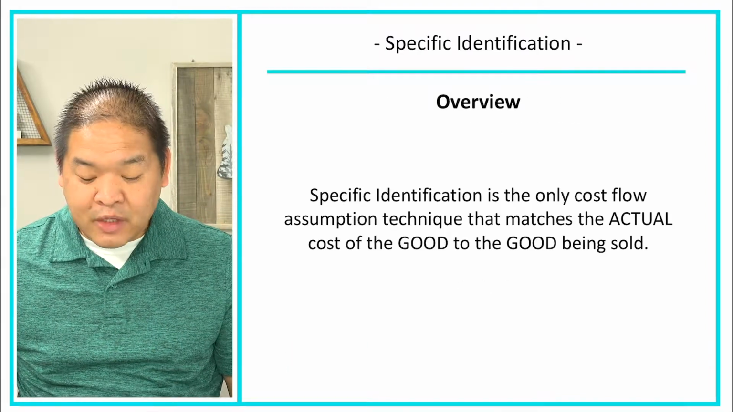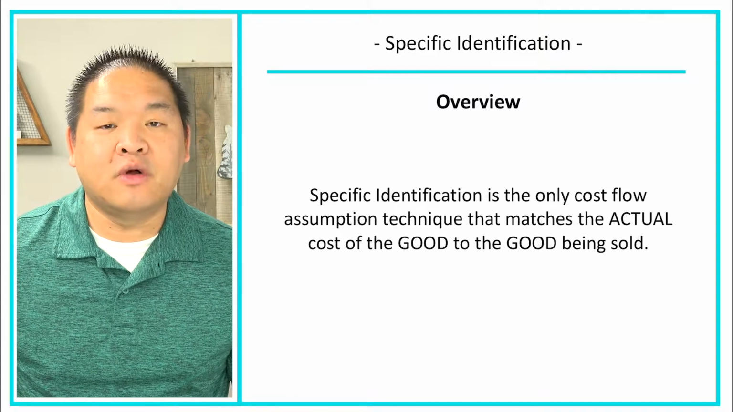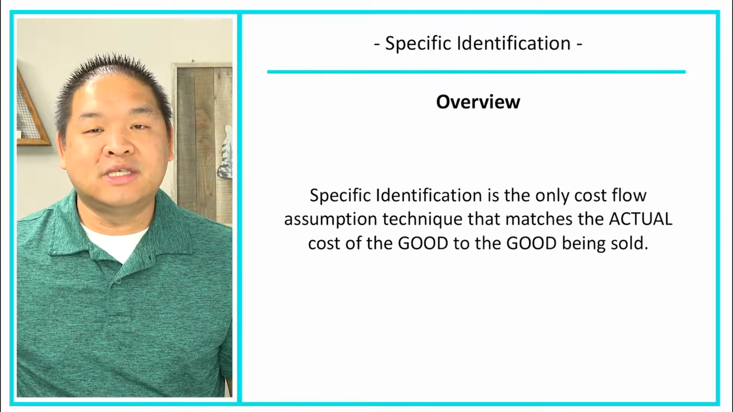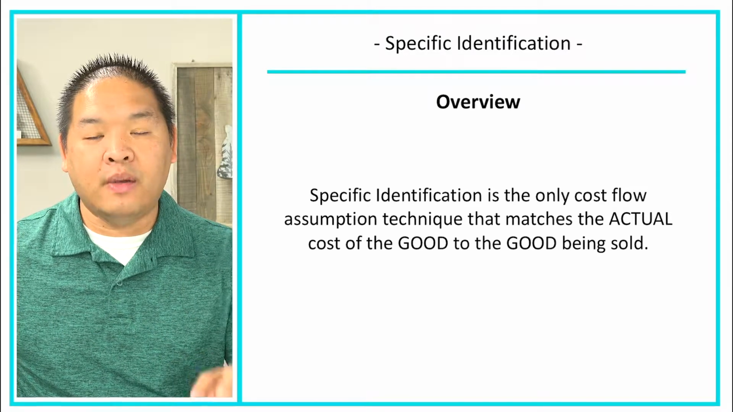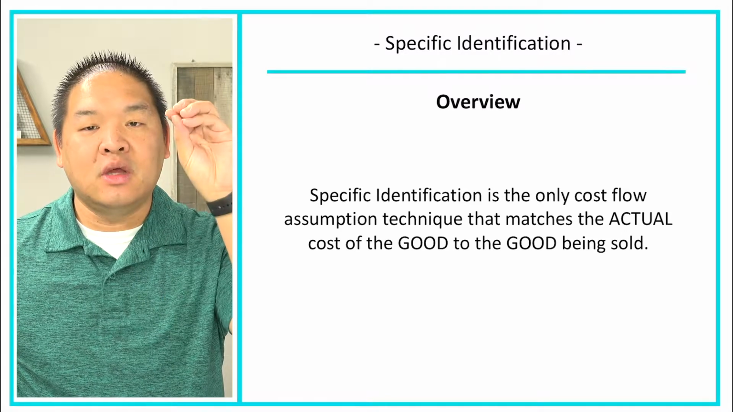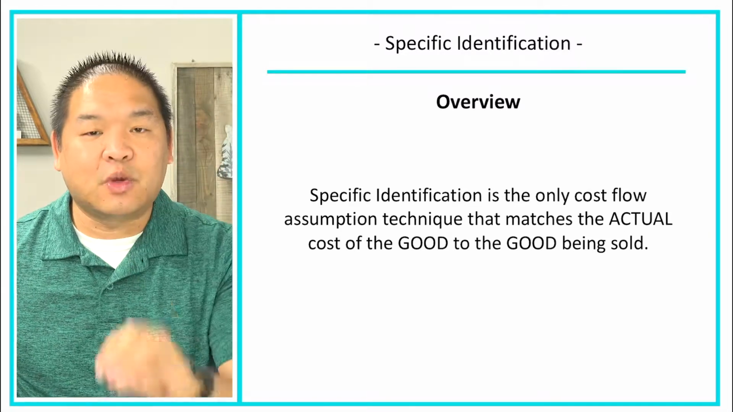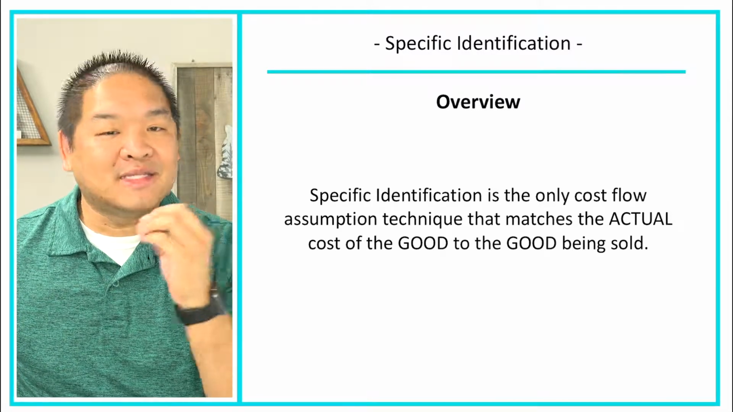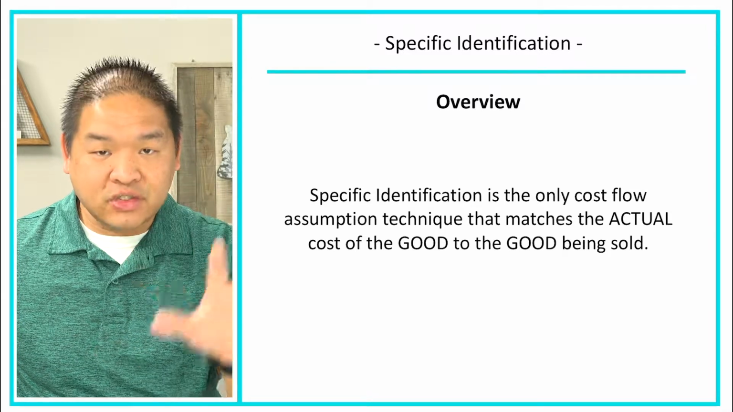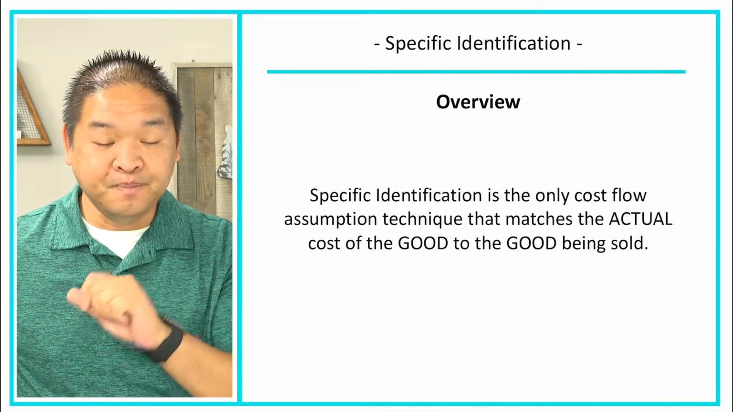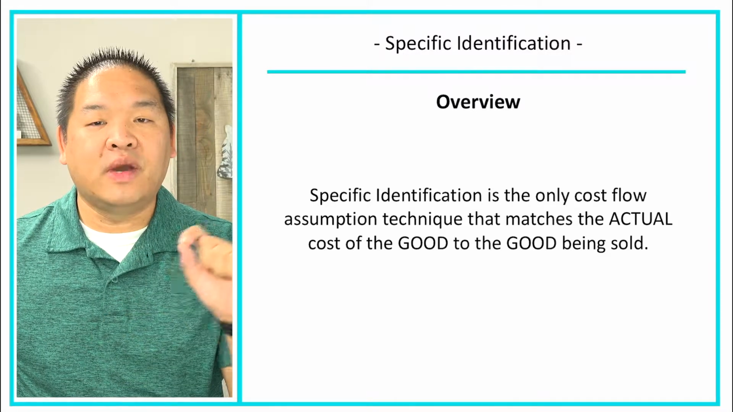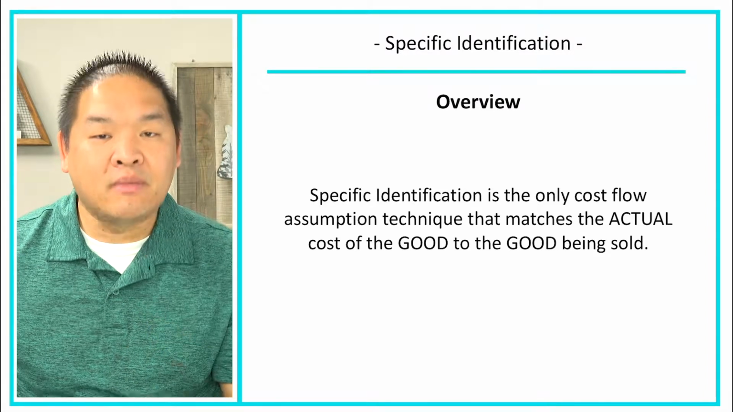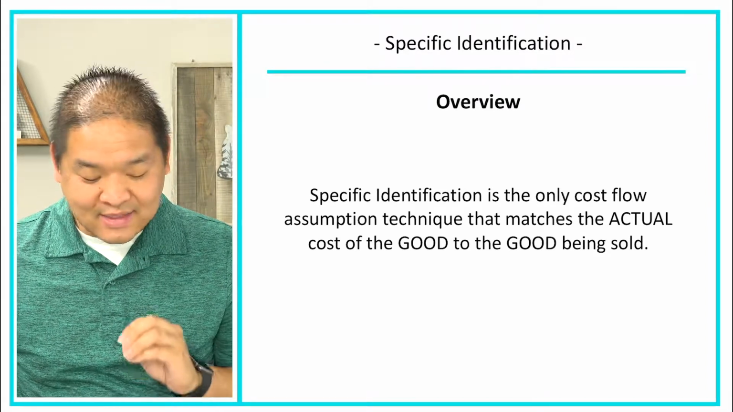So specific identification is the only cost flow assumption technique that matches the actual cost of the good to the goods being sold. So this is the only one where we're actually matching the cost of the goods to the goods that the customer actually takes. In the other ones, they could match, but it's not always that they match. So understand that. The other ones that we're going to be talking about later on, they could match, but they don't always match, okay? So in this one, they always match. That's why we call it specific ID.